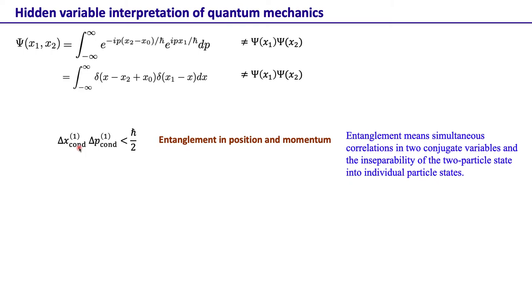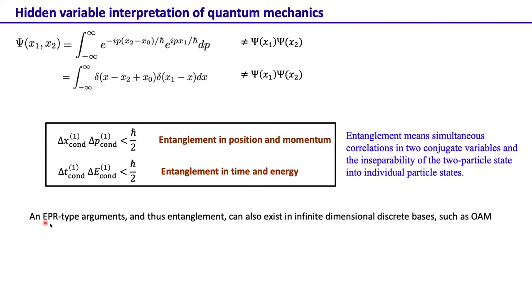Okay, so far using Einstein's argument, we have defined entanglement, but this is in position and momentum. But we can have other pairs of conjugate variables, for example, time and energy. And similarly, we can have an uncertainty relation, or conditional uncertainty relation, for time and energy as well. And in that case, we would refer to it as entanglement in time and energy. So the EPR-type argument, which is what entanglement is, doesn't just exist in continuous variable bases such as position, momentum, time and energy. It can also exist in finite-dimensional discrete bases such as orbital angular momentum. And so here is just one example.